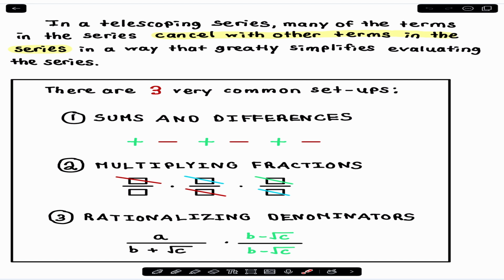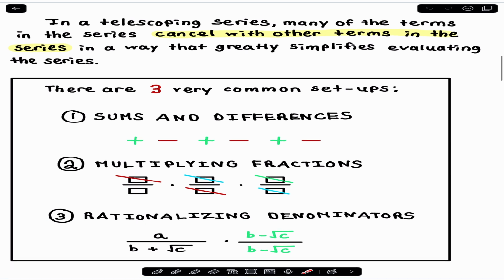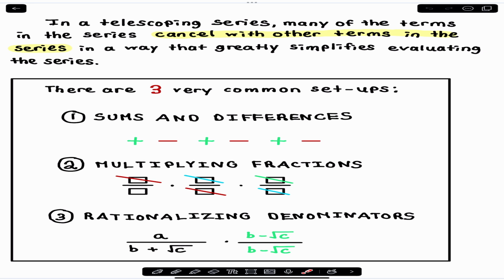So, what is it? Well, in a telescoping series, many of the terms in the series cancel with other terms in the series. So, there's a lot of cancellation going on in a way that greatly simplifies evaluating the series. You might see a series that looks kind of daunting or big, and it looks like there's a lot going on, but really, with some insight, we're going to see that there's actually not a whole lot going on because things are going to cancel.